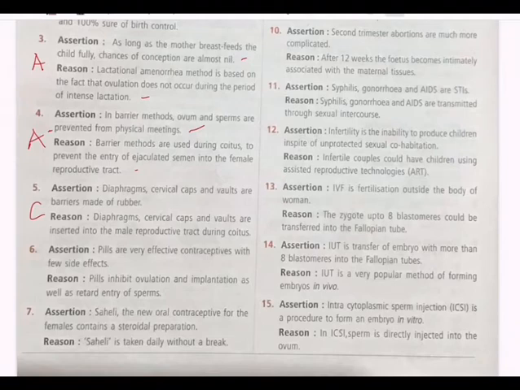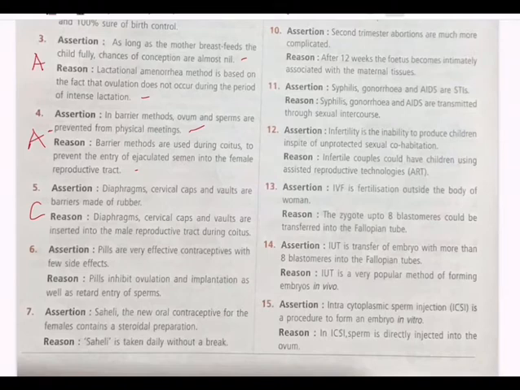That is, diaphragms, cervical caps and vaults are barriers made of rubber that are inserted into the female reproductive tract, not male, to cover the cervix during coitus. They prevent conception by blocking the entry of sperms through the cervix. Hence, the answer has to be C.